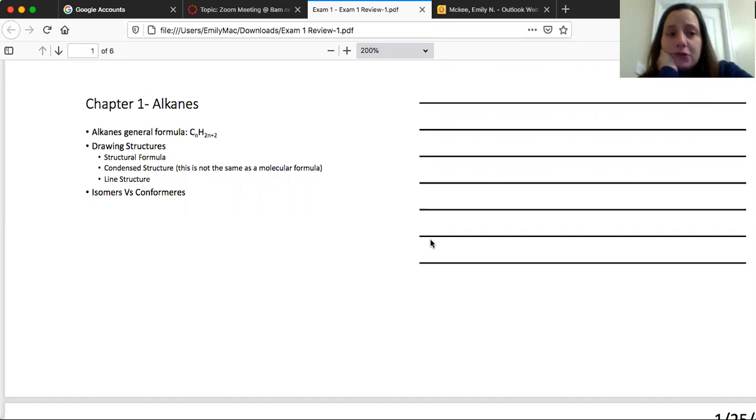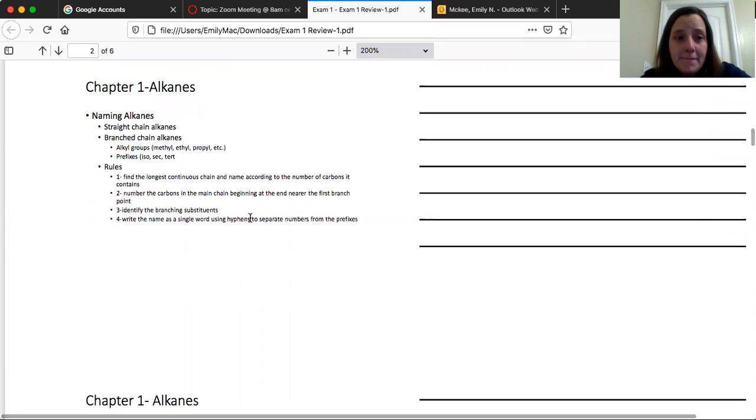Isomers versus conformers. Isomers have the same molecular formula, so they're made up of the same thing, but they have a different arrangement. So they're not going to be the same molecule. I gave some examples for you in your worksheet for chapter 1. So if it's the exact same molecule, then it's a conformer. So it has the same molecular formula and it has the same arrangement. Now the rotation might be different. Remember with alkanes, we can have rotation around the carbon-carbon bonds. But the carbons and the hydrogens are all going to be attached the exact same way. That's not the same for isomers.